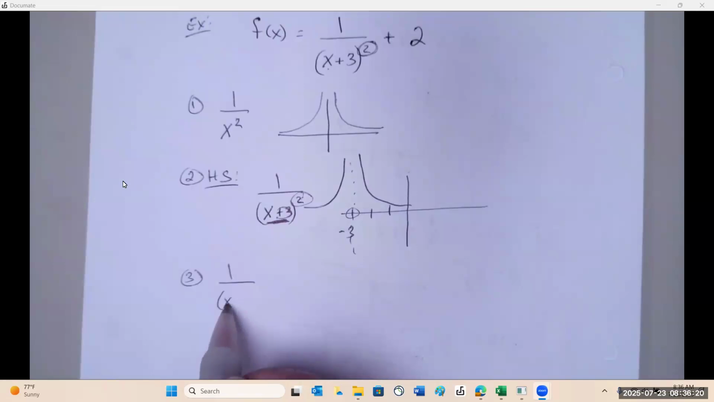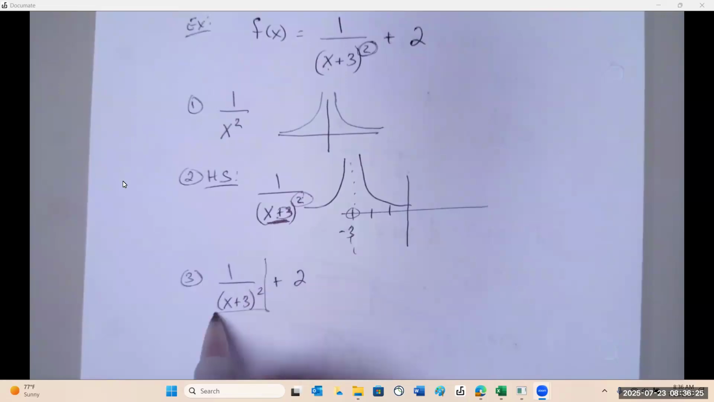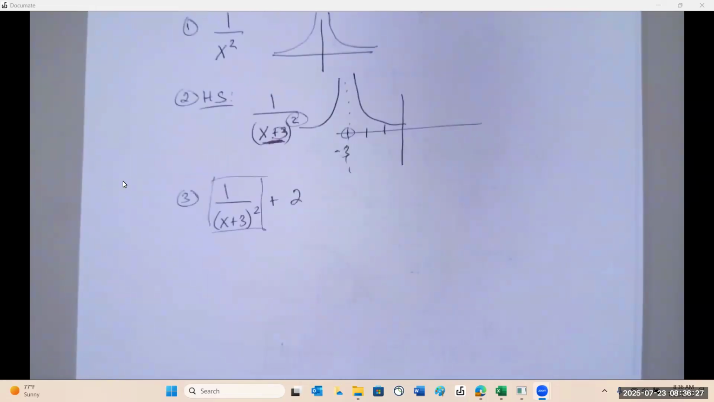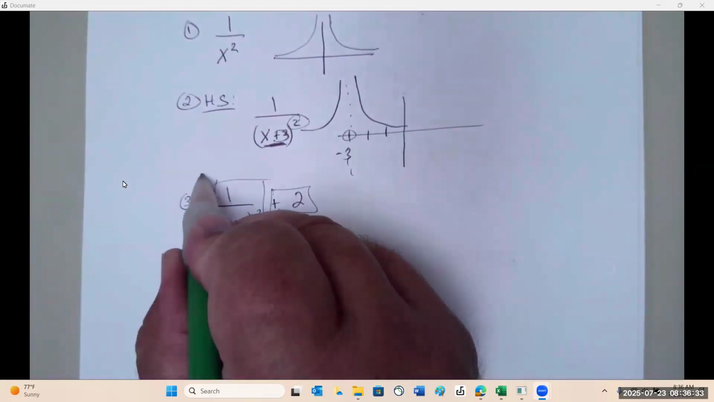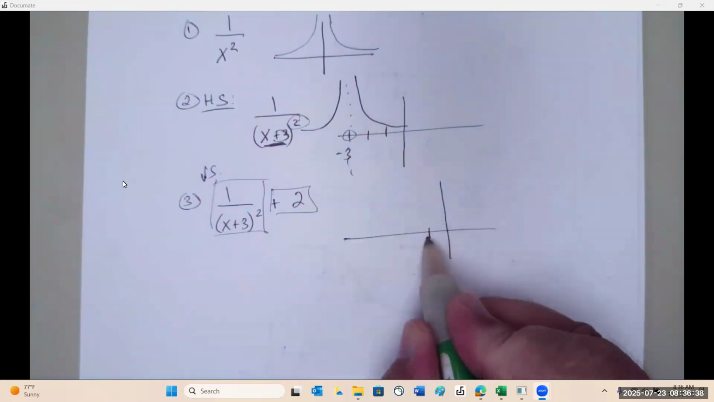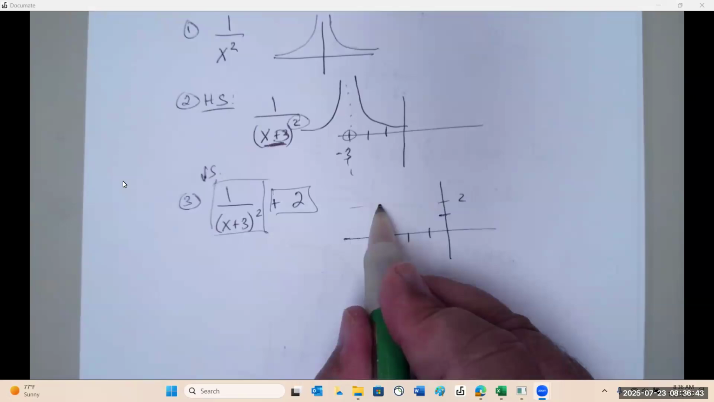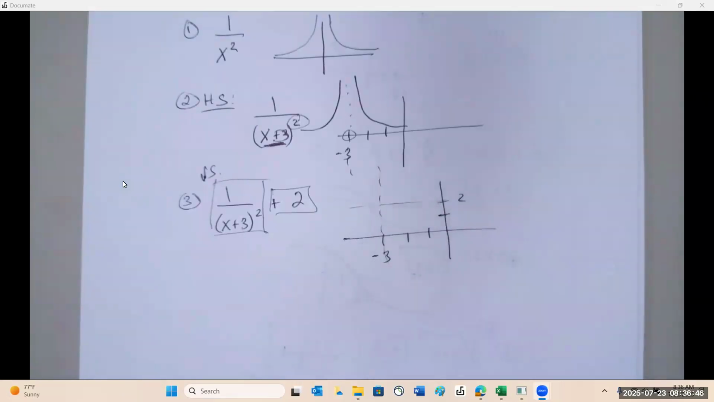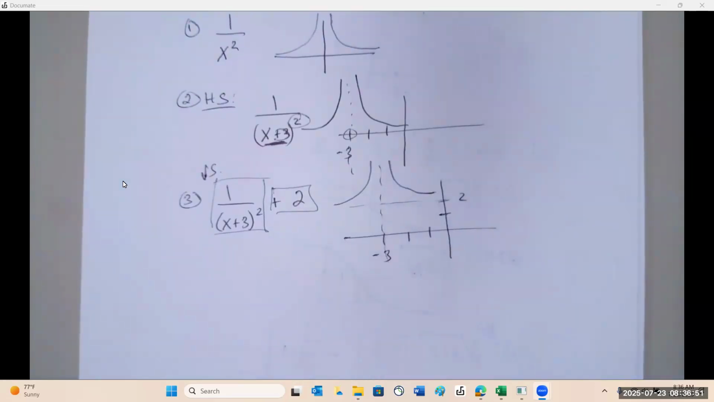We have 1 over x plus 3 squared plus 2. We talked about this one already. There's nothing else in there. So what's the next shift? It's a vertical shift, 2 up. So we go 3 to the left, up 2, and this is my new origin. The graph looks the same. I haven't changed the graph. The graph will always have the same basic shape. All we're doing is changing the location of it.